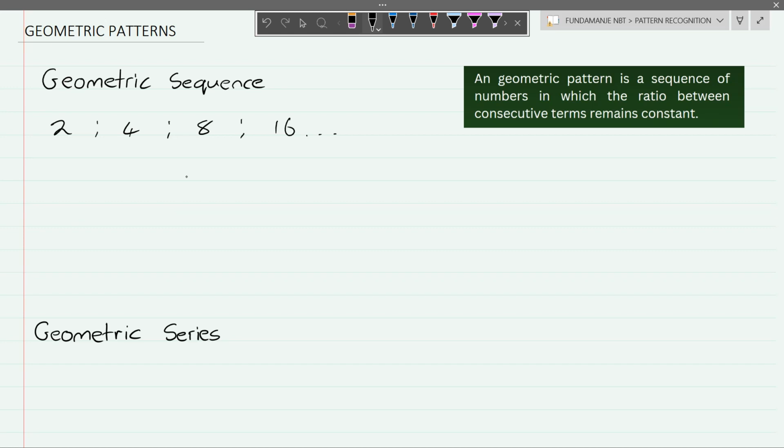Now, what is the common thing between these numbers? What is the common trend? If we try and subtract 4 and 2, we get 2, but 8 and 4, we get 4. So there's not a constant difference, but there is what we call a constant ratio. Now, this constant ratio is defined as such. The ratio is equal to term number 3 divided by term number 2, or term number 2 divided by term number 1. Either of these should give us the same thing.